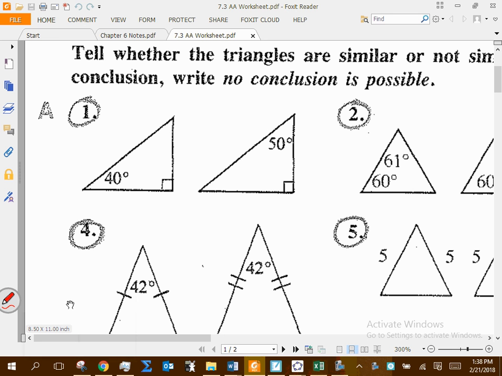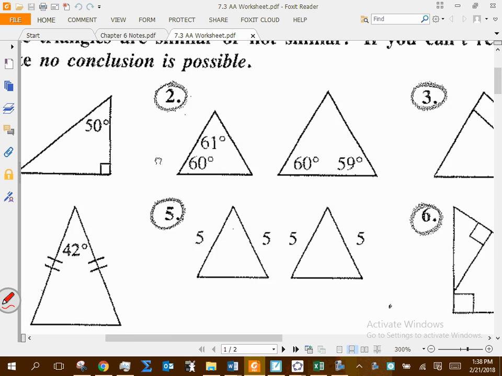Similar. They are similar, okay? And they're similar by angle, correct? Yes. All right, because we can find the missing angles and see that they indeed are all congruent, okay?